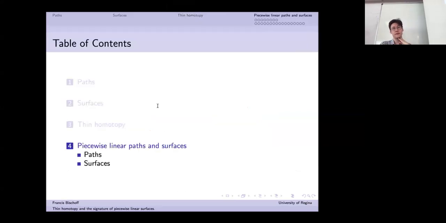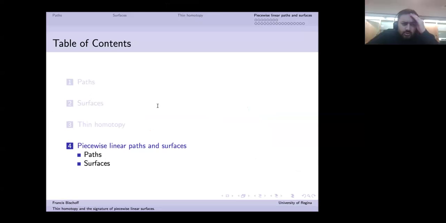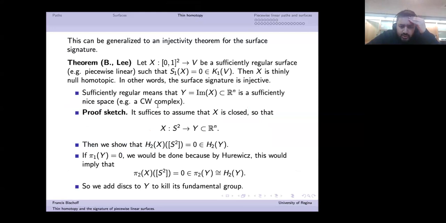Isn't it disturbing that you need to look at the fundamental groups of the image of the map in order to make this argument work? Yes. Yes, it is. Could you, for 5 seconds, go back to the sketch of the proof? Okay, thank you.